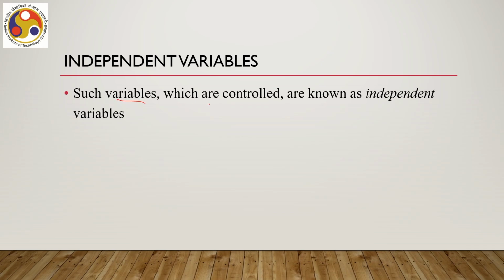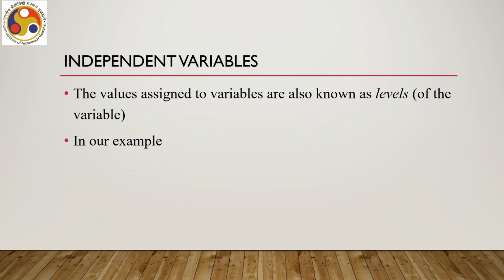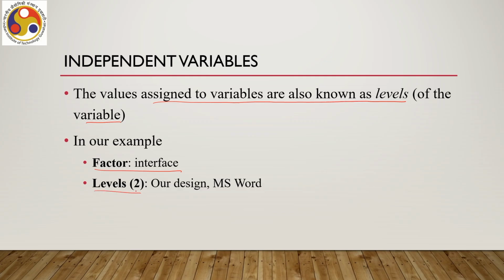Such variables which are controlled are known as independent variables. Sometimes, or in fact many a times, we use the term factors to denote these variables. So, we can use the term either independent variable or factors, and the values assigned to those factors we can call labels. So, the values assigned to variables are also known as labels of the independent variable or factor. In our example, the factor is the interface, and there are two labels, one is our design and the other one is MS Word.